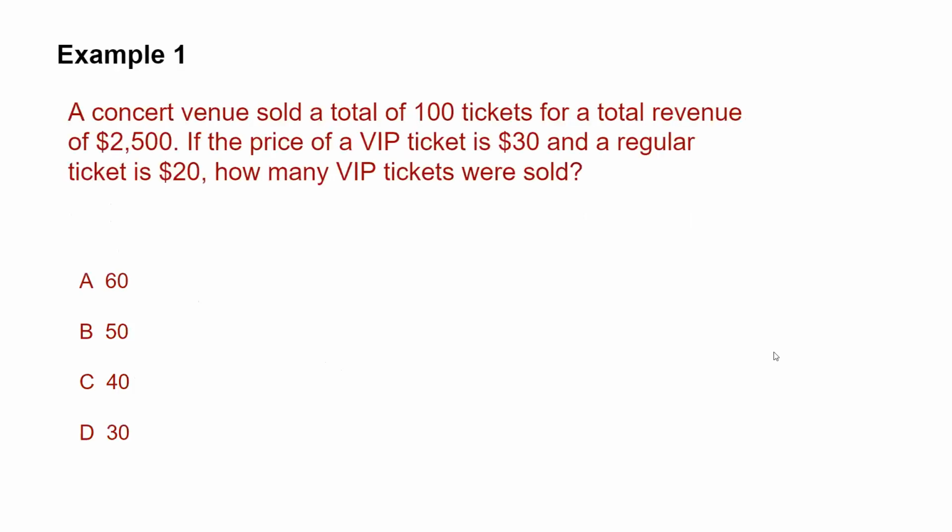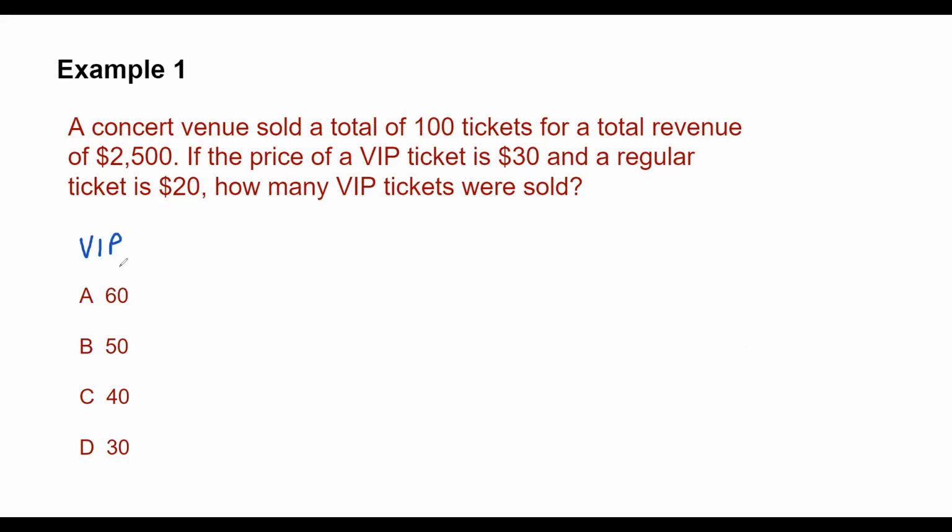All right, let's do a couple of examples here. Let me grab my pen. So we have a very similar question here. A concert venue sold a total of 100 tickets for a total revenue of $2,500. If the price of a VIP ticket is $30 and a regular ticket is $20, how many VIP tickets were sold? Now here we have some multiple choice options. Now let's keep in mind that these options are the number of VIP tickets.